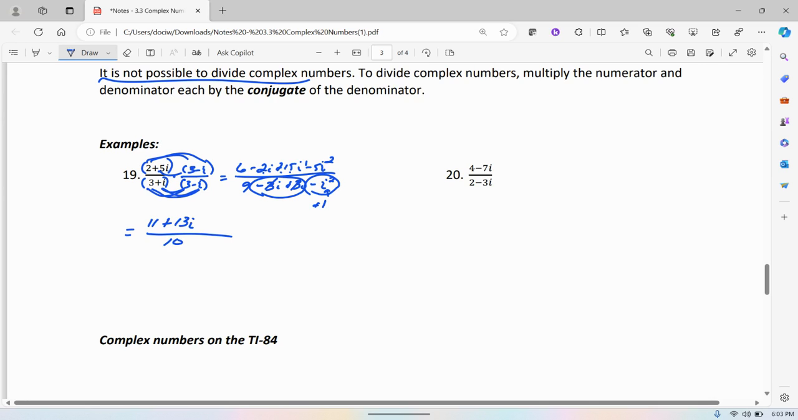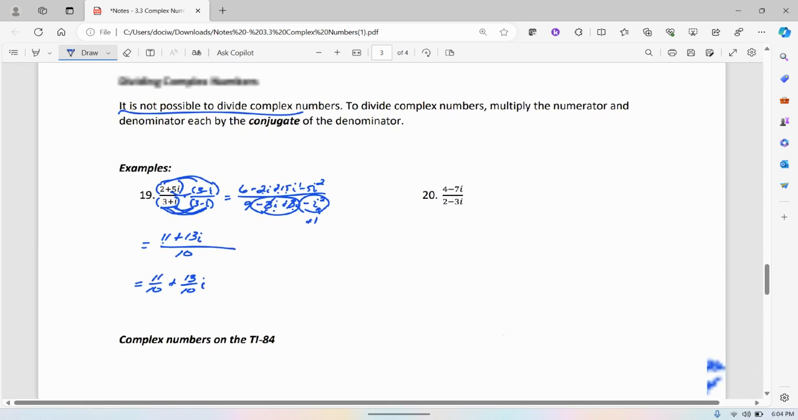We have not done any division yet. What we've done is we've simply multiplied top and bottom by what we call the conjugate. Instead of having a denominator of 3 plus i, we multiplied top and bottom by 3 minus i so that those middle two terms cancel. And we've changed the denominator from being a complex number to being a real number. Now we can divide. 11 divided by 10 is 11 tenths. 13 divided by 10 is 13 tenths i.